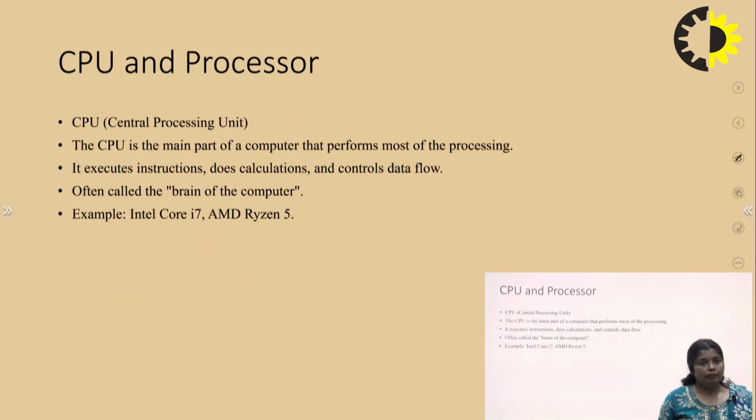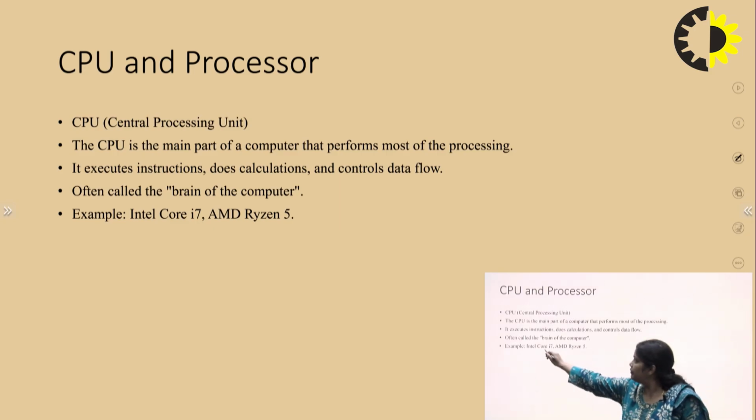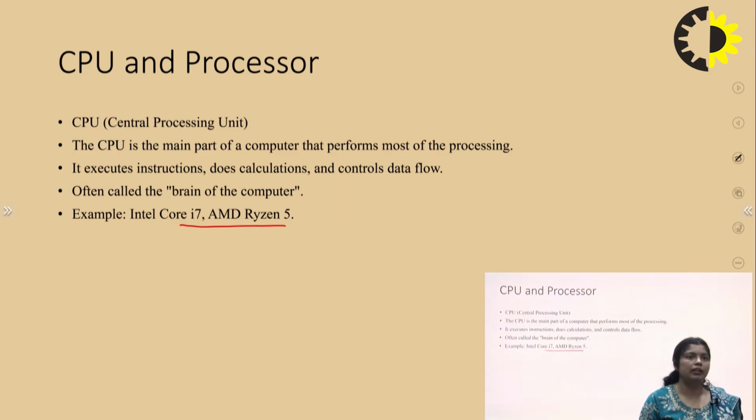Now, there are many questions asking what is the difference between the CPU and the processor? Is the CPU the processor, or is the processor the CPU? Are both synonymous terms or not? CPU, as we know, is the central processing unit, and the CPU is the main part of the computer, or we can say the brain of the computer. So all the processing is done here. All the instructions, manipulation and calculations are done here in the computer system, and generally we are using a Ryzen 5 or an Intel Core.